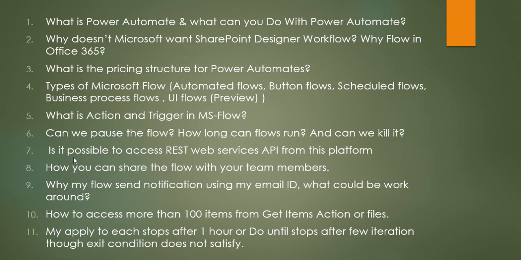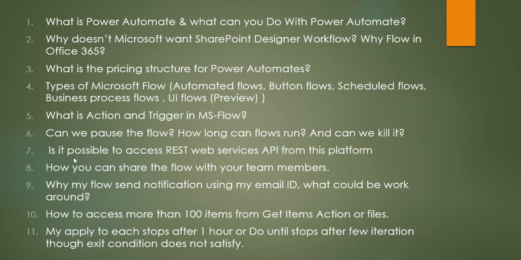Then coming to the 10th question, how to access more than 100 items with the get items action or files? If you are a Power Automate developer, then this is the most common question you would have if you are working on a number of items which is more than 100. The reason for the limitation is that by default REST only returns 100 items. So that's pretty much the limitation. But how to overcome that limitation?